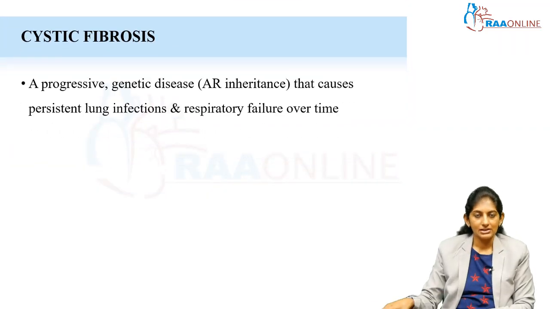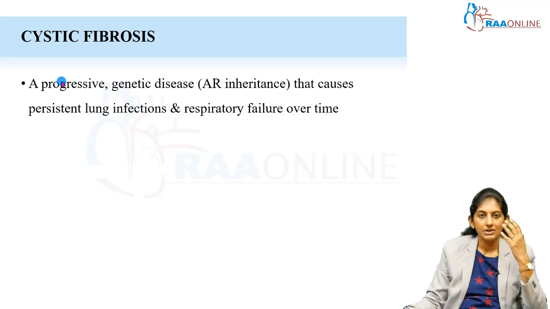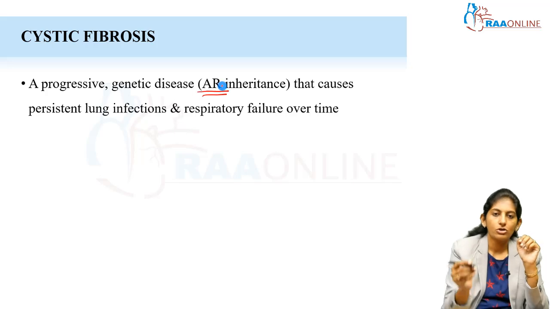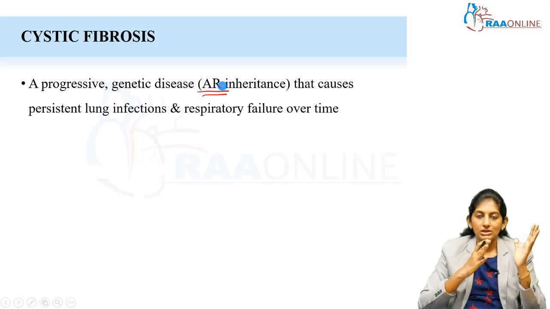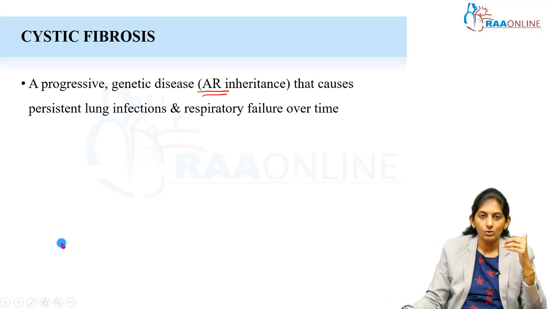So cystic fibrosis is a progressive, multi-systemic disease. We are dealing with it under the respiratory system because most of the systemic features start there and the predominant complications or symptoms pertain to the respiratory system. So I have placed cystic fibrosis under respiratory system. It is a genetic disease inherited as an autosomal recessive disorder. This causes persistent lung infections, and respiratory failure also happens over time.